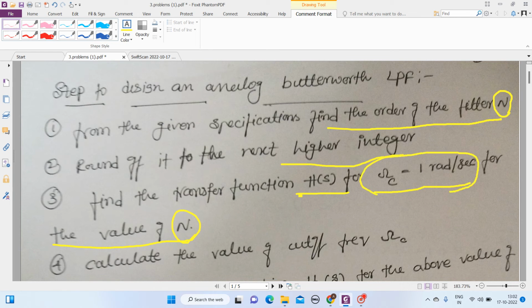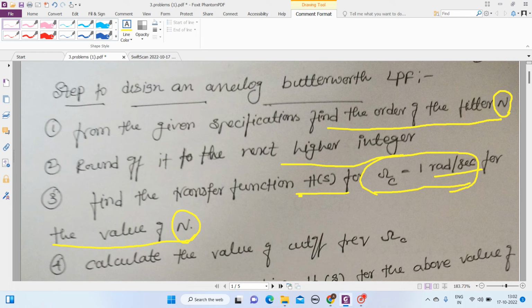This is an analog cutoff frequency. The unit is radian per second. If it is a digital frequency, the unit is hertz. You know very well all those things, right? So the fourth step, how can you find out this transfer function? Here we have one table. You have to memorize that table.